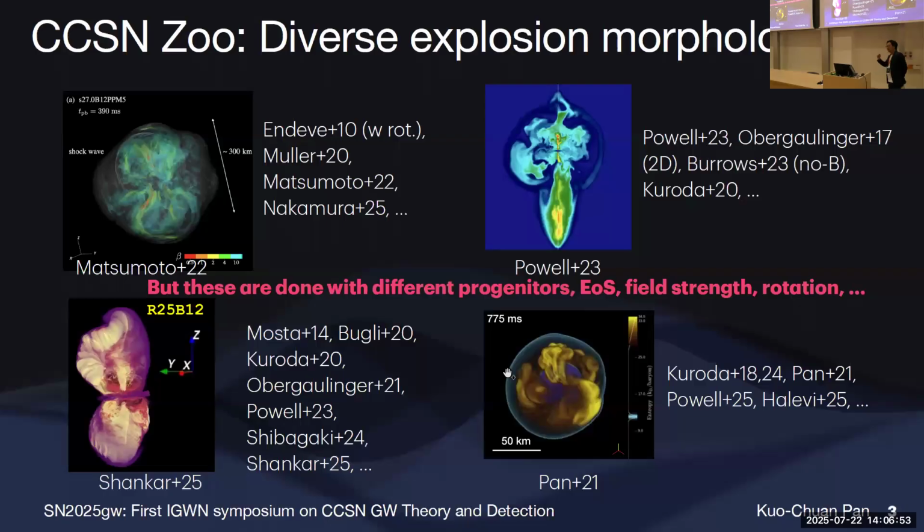Okay, and finally, the lower right figures, we can also have failed supernovae, which have black hole formation, either with magnetic field or maybe some slow rotation. But many of these studies in the literature use different numerical schemes, different progenitor models, different equations of state, different rotation profiles, and magnetic field strengths. So how to understand this kind of morphology is actually quite interesting and important.